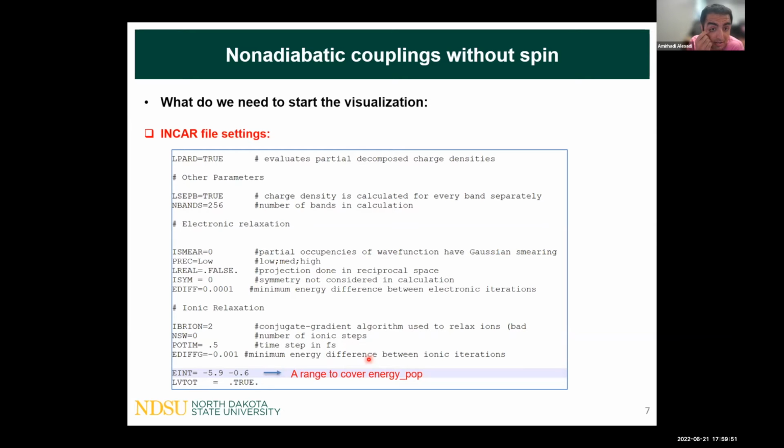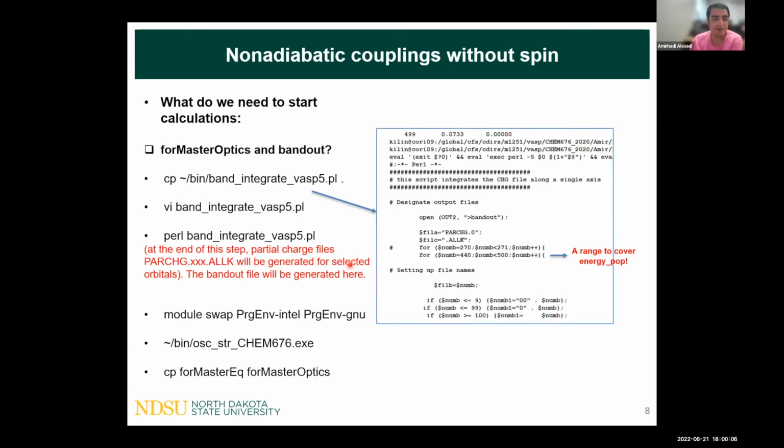This is the INCAR file needed to generate the partial charges, so you just need to specify the range of the energy of the orbitals. Usually you can find them easily in the energy pop. After running that simulation and finishing the jobs, you need to run this Perl script. The only thing you need to adjust in this script is the range of the orbitals that you need. Again, it should be exactly the same as the range of the energy pop. At the end of this process, you will have the band out file. Also, running these 3 steps will give you the for master EQ that you can copy and save as for master optics.